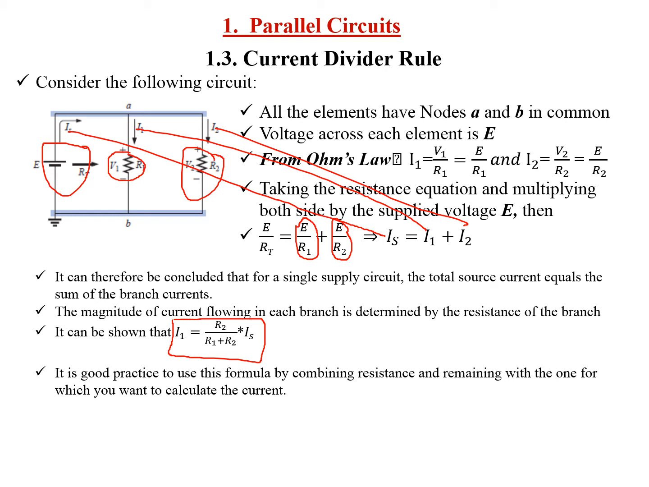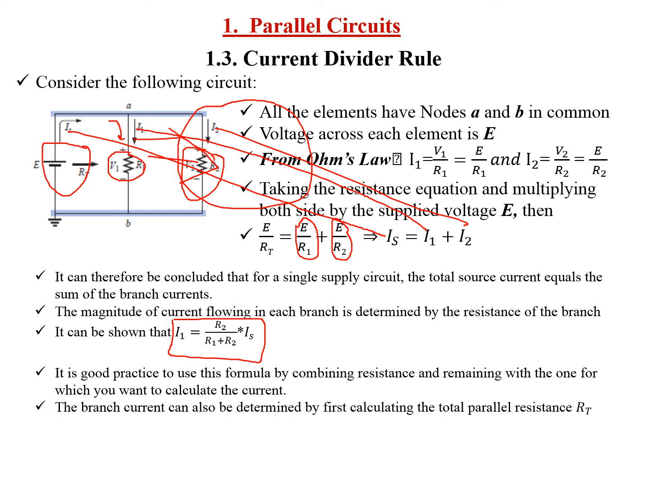So you can use this formula. Let's say you want to calculate the current through I1, yet on the other side you have a lot of other resistances. You can combine all the resistances on the other side to make one resistor. Then you can just calculate I1 using the formula. That's what we are referring to. Then the branch current can also be determined by first calculating the total parallel resistance RT. Then the branch current IX is RT over RX times IS. So if you have several resistances that are in parallel, you can simply calculate the total resistance RT.